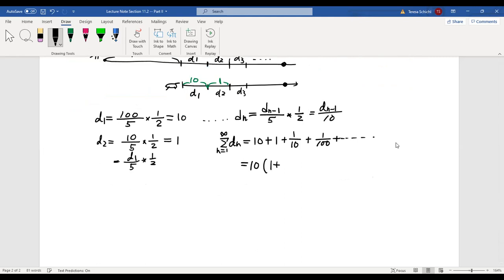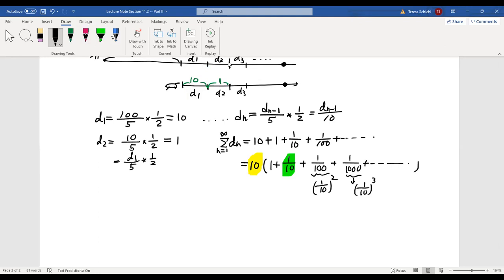So this will be 1 plus 1 over 10, then this one is going to be 1 over 100, then this one is going to be 1 over 1,000, and so on. So now I know this is my A. And what is my R? R is 1/10, because this one you can write as 1/10 squared, and this one you can write as 1/10 cubed.